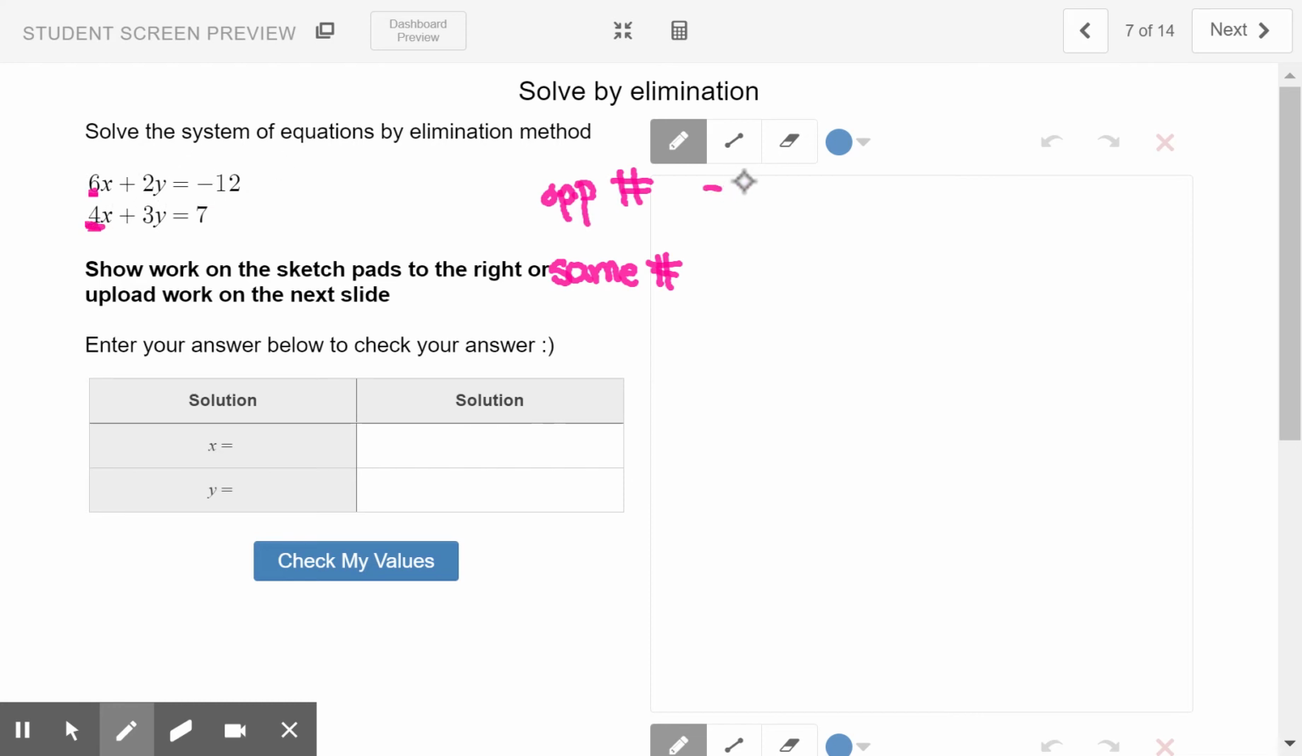We're going to make that opposite. And then we're looking at the 6. And we're going to keep it. So you only change one of them. And then we're going to write our equations.